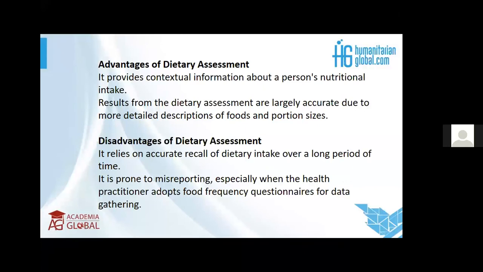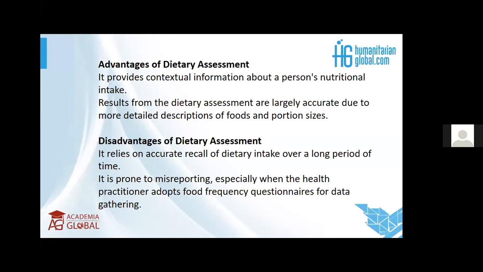Now, the advantage of dietary assessment is that it provides contextual information about a person's nutrition intake. And these results are largely accurate, mostly, not all the time, but they are mostly accurate due to the more detailed description of the foods and the portion size. And therefore, they can give us a correct analysis of the nutrition intake of the people.